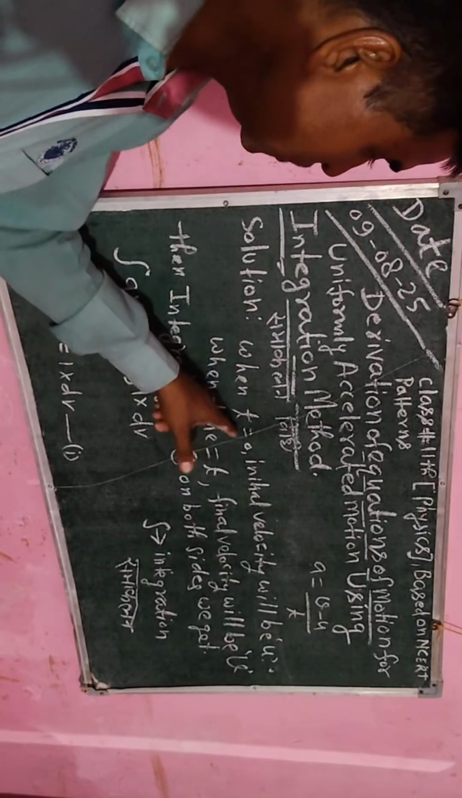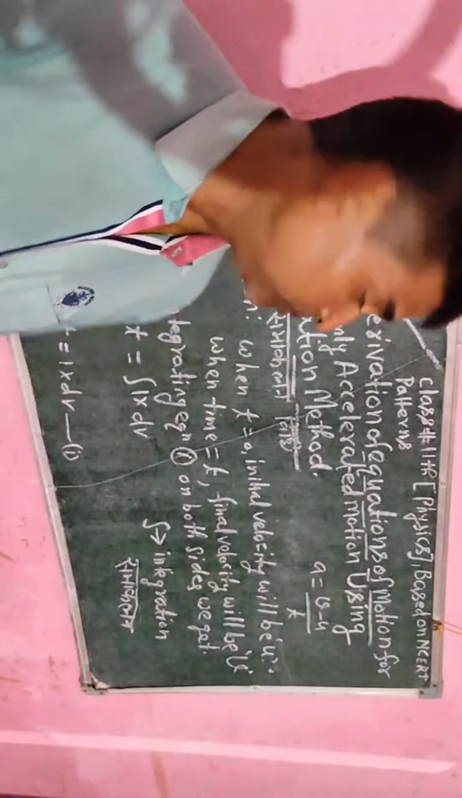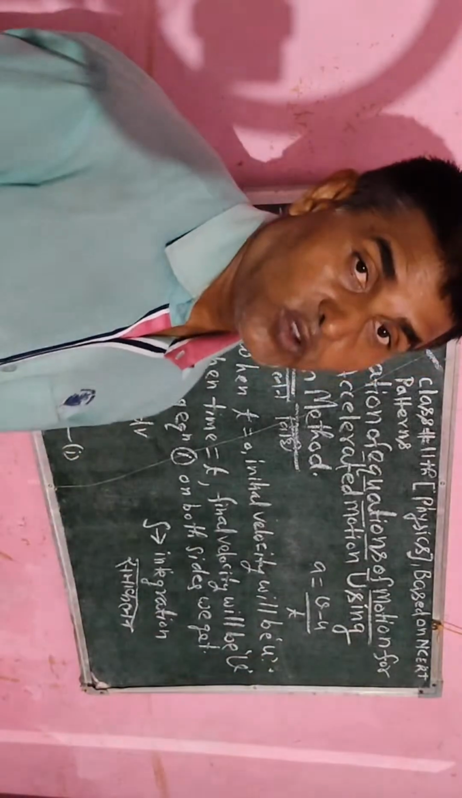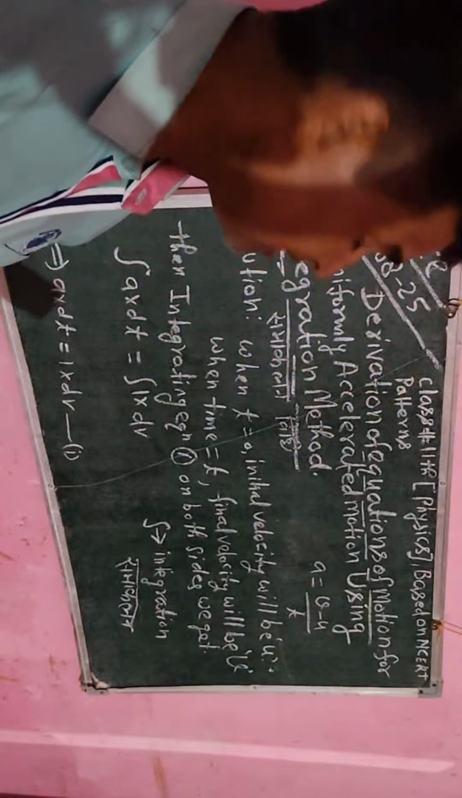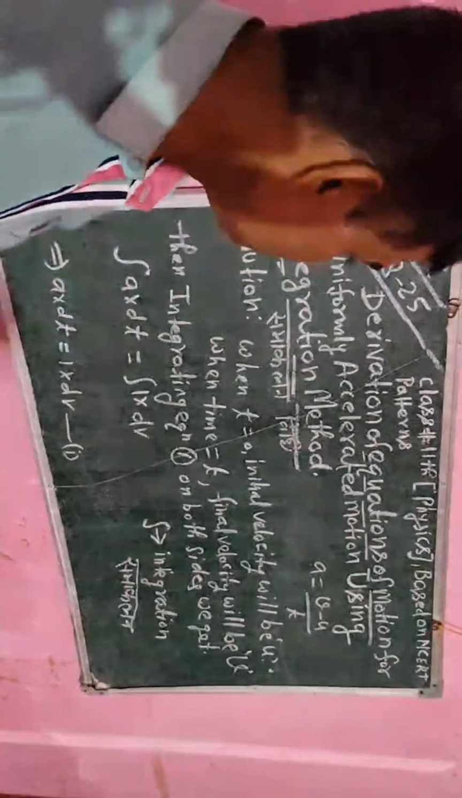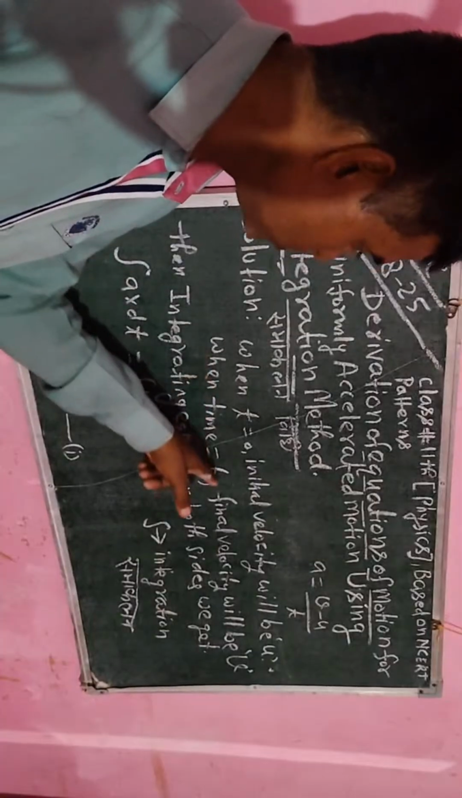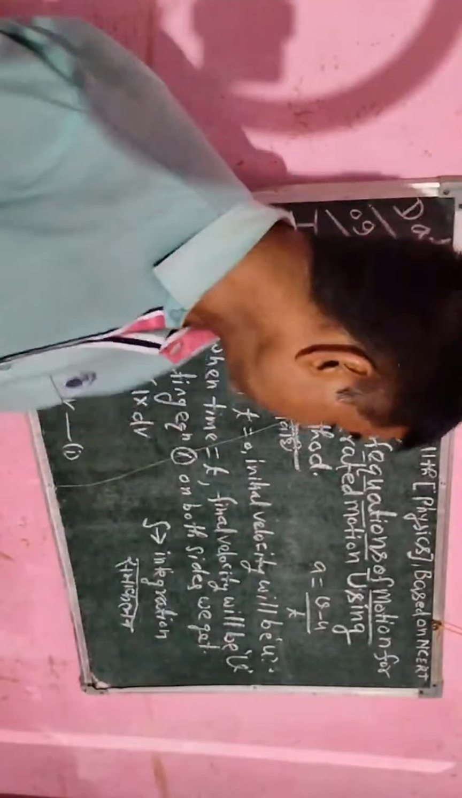When t is equal to 0, in this case the object will be at rest. When the object is at rest, the initial velocity is represented with u. But when time is equal to t, in this case the final velocity will be v.